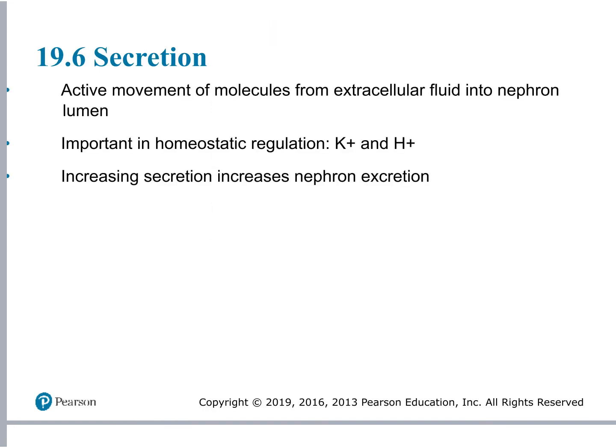So we've talked about filtration and we've talked about absorption. The last process that creates urine is secretion. Secretion is moving ions from the internal environment straight into the external environment. The two main ions involved in secretion are potassium and hydrogen.